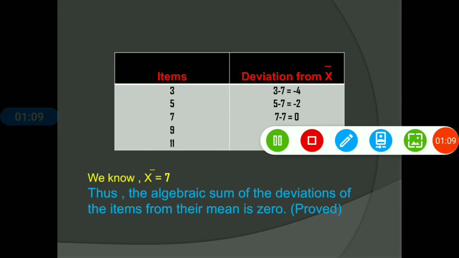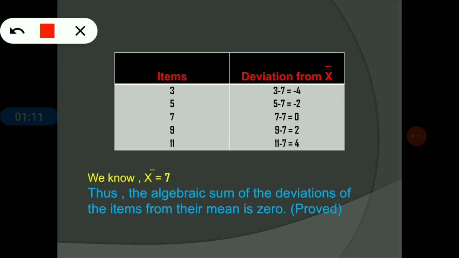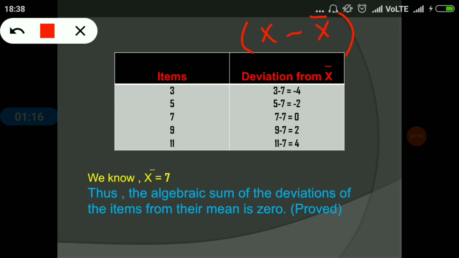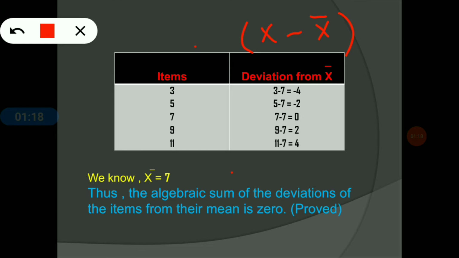Okay. So, deviation from what? Deviation from x bar, that means x minus x bar column. Clear? So, from the first variable we can write 3 minus 7 because 7 is x bar and x variable is 3. So, 3 minus 7, which is equals to minus 4. Now, going to the second variable 5 minus 7, which is equals to minus 2. Then going to the third variable 7 minus 7, which is equals to 0.